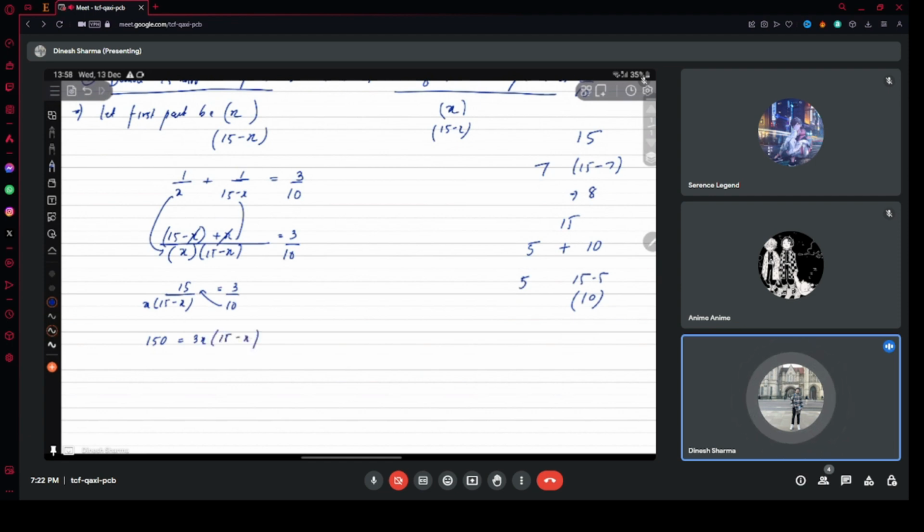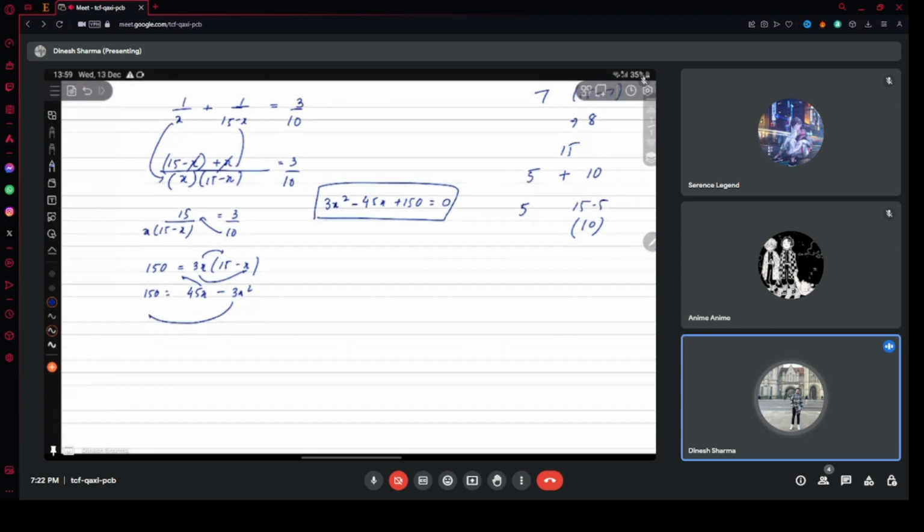Now if we open the bracket, 150 equals 15 times 3, which is 45x, minus 3x squared. I opened the bracket with 3x. So I take the 3x squared to the other side, and it becomes 3x squared minus 45x plus 150 equals 0. Now you can use the formula. First you need to decide what A, B, and C are. A is 3, B is minus 45, C is 150.